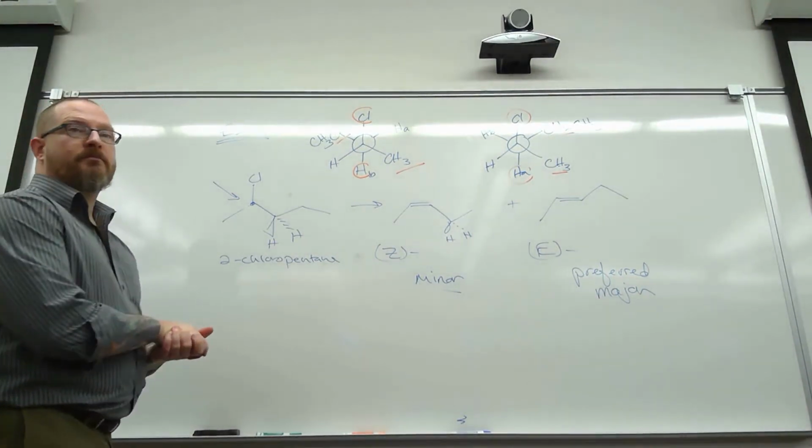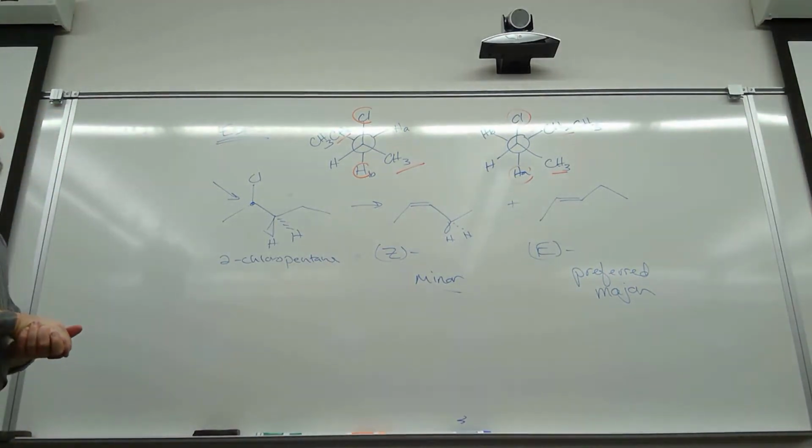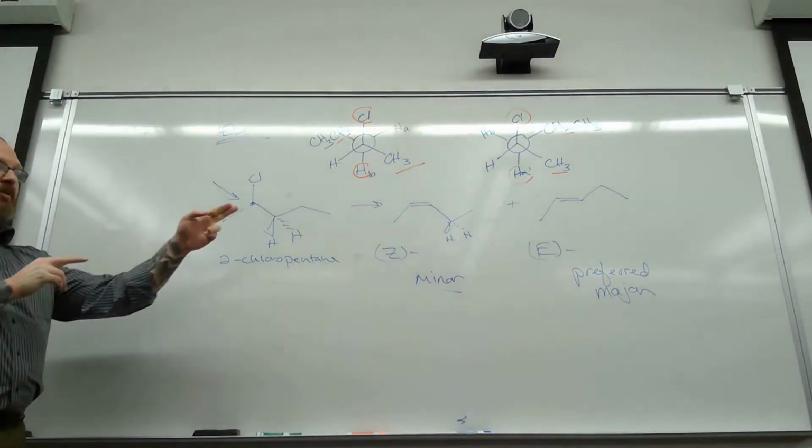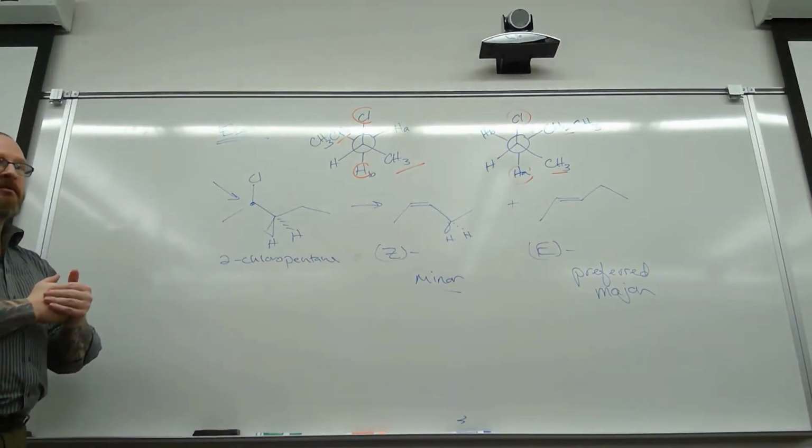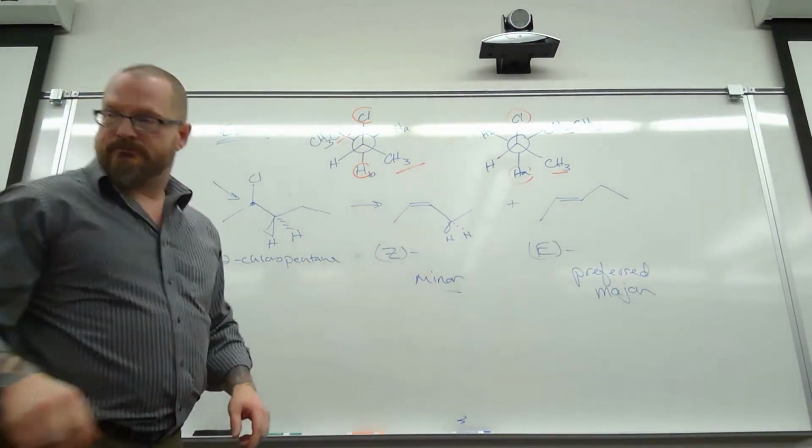Is there any case where whether or not it's R or S in the beginning will make a difference on products in the end, or not really? So we are losing any chiral center that we had when we formed the double bond. So you can go from chiral to achiral, but it's not going to drive this necessarily.